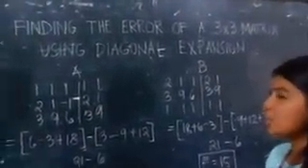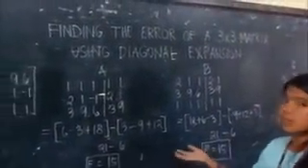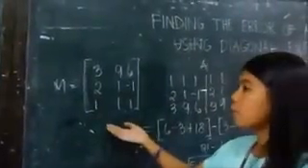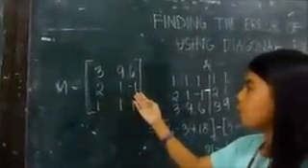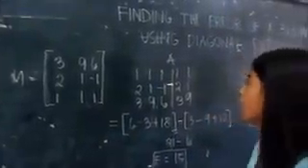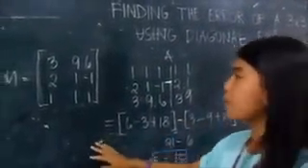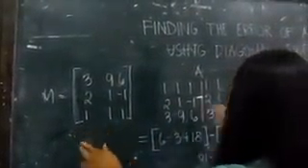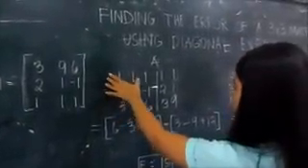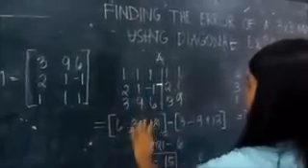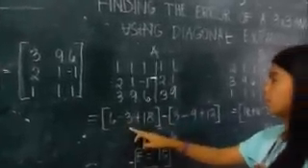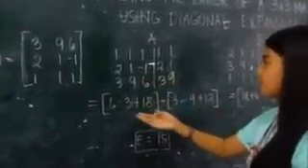Now I'm going to discuss the other process of finding the error of a 3 by 3 matrix using diagonal expansion. We have here the second matrix, which is 3, 9, 6, 2, 1, negative 1, 1, 1, and 1. On solving diagonal expansion, first we must interchange the rows and put the first two columns on the right side. Then multiply the first diagonal. 1 times 1 times 6 is equal to 6. 1 times negative 1 times 3 is equal to negative 3. 1 times 2 times 9 is equal to 18.